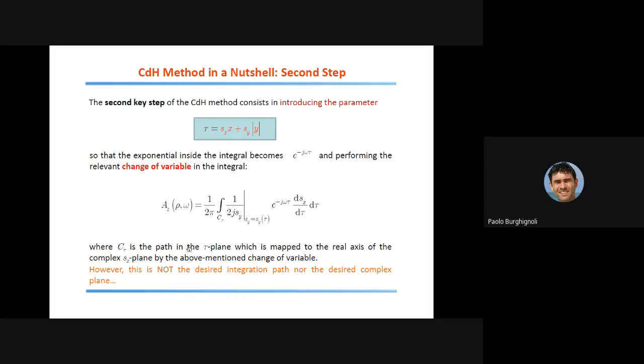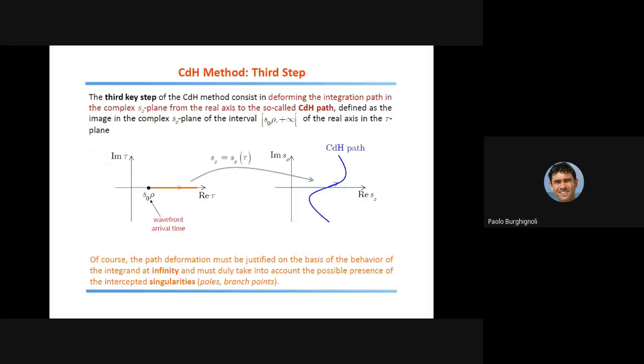However, we will not actually work in this complex tau plane, but we will still remain in the complex Sx plane. What we do is that we change the integration path in the Sx plane from the real axis to some other integration path, which is called the Cagniard-de Hoop path, here in blue, which in turn is the image of the real axis in the tau plane.